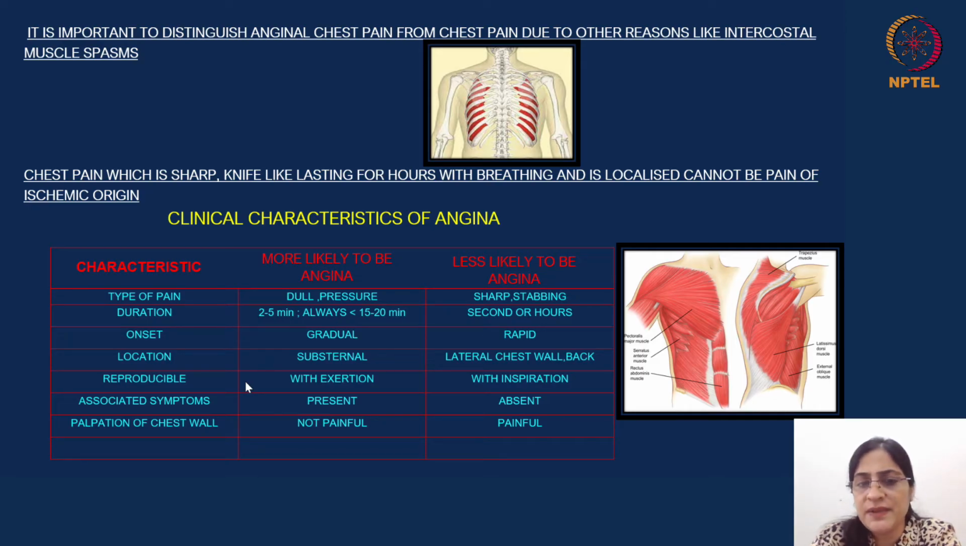It is aggravated with exertion. It is usually happening at the time of exertion rather than with inspiration. Associated symptoms can be dyspnea, syncope, tachycardia, while they are absent in other causes. And when you palpate the chest wall, it is non-tender if it's an anginal pain, as compared to a non-anginal pain.